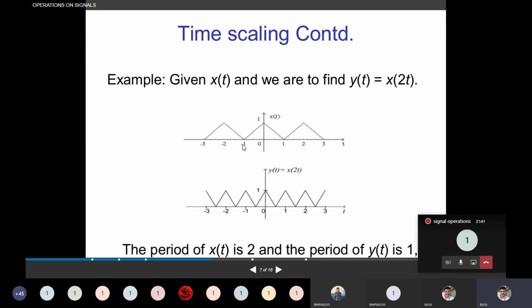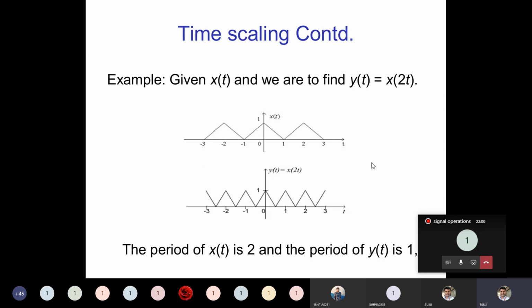Next, if you see the minus 2, what are we getting here? X of 2t equal to minus 2. The 2 cancels, and minus 1 is the maximum value we are getting. This point becomes like that. Like this, we are scaling. Time scaling is calculated. Similarly, the same procedure applied at different time intervals of the original signal gives the time scaled version of the signal.